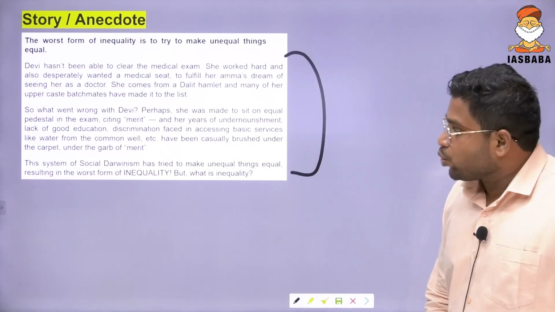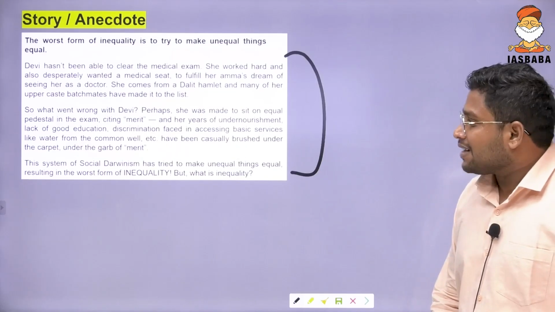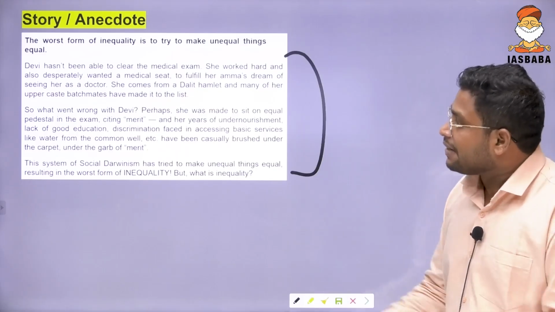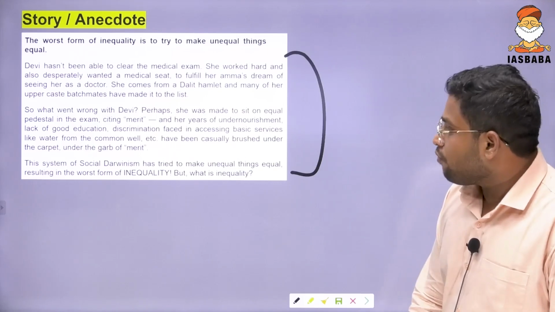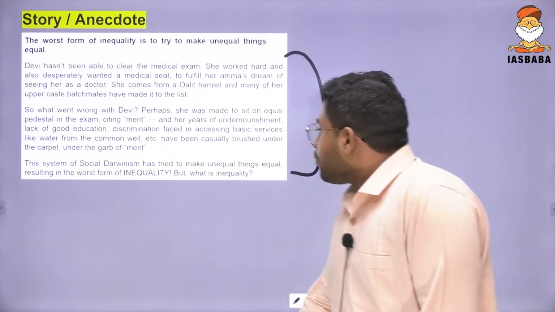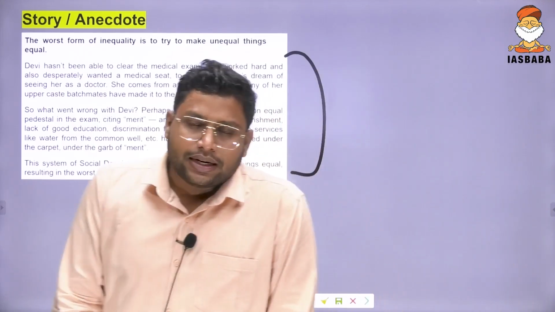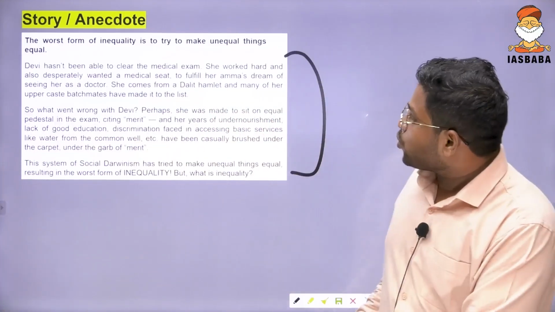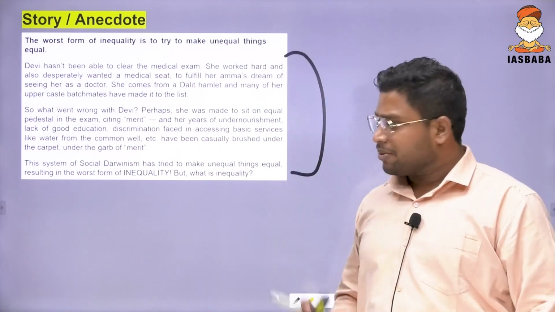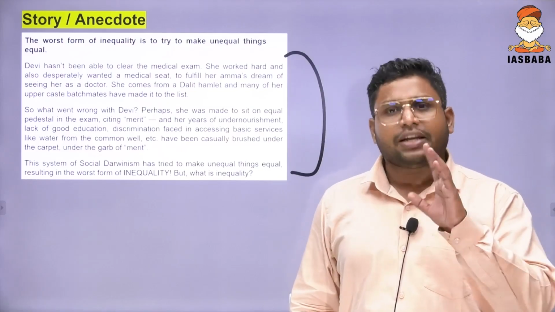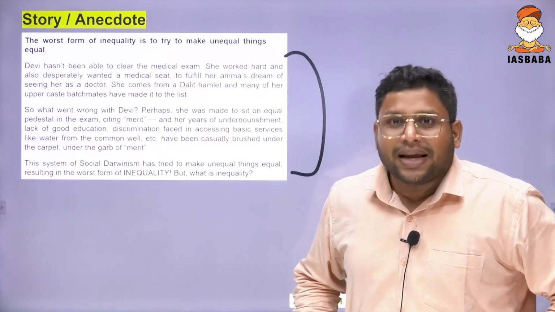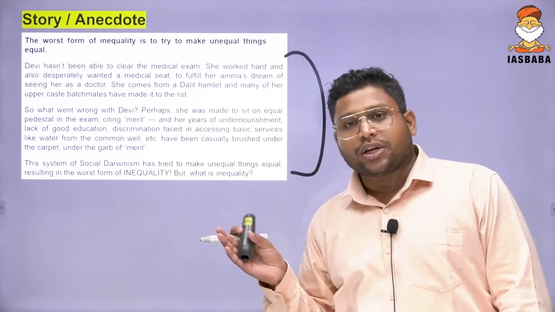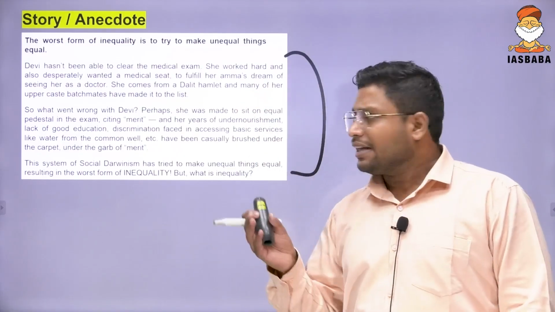This system of social Darwinism has tried to make unequal things equal, resulting in the worst form of inequality. But what is inequality? Now, very interesting. It seems this person has been reading sociology. That's why some terminologies. This person is having a very clear thought that merit cannot always be the right thing. This person is showing this perspective very clearly.